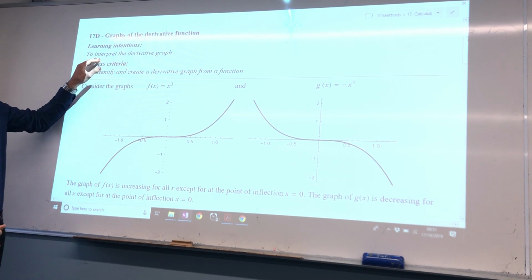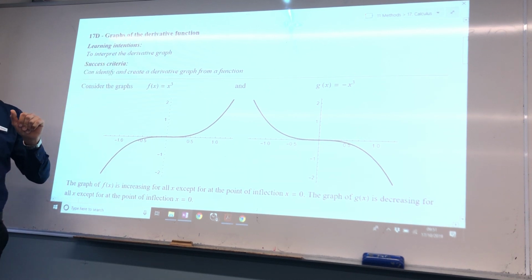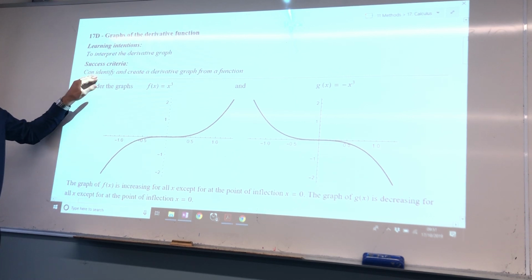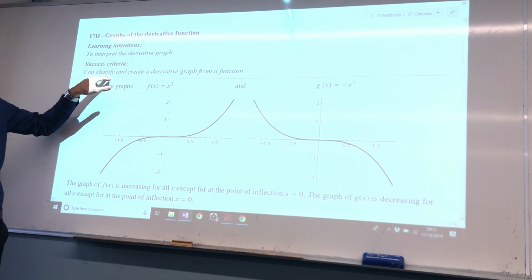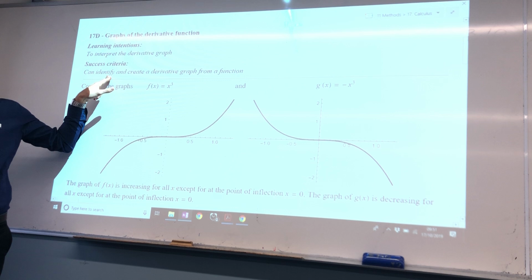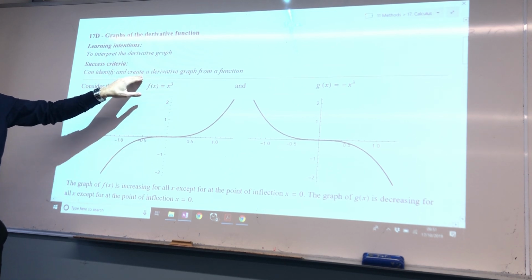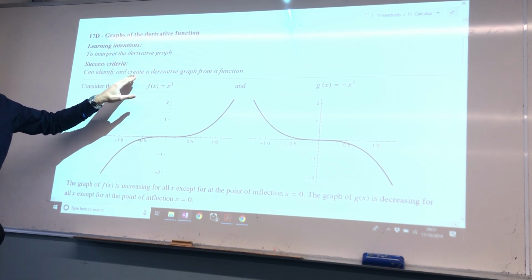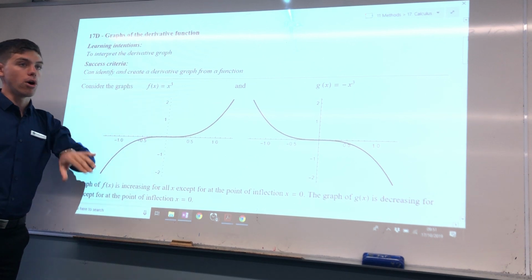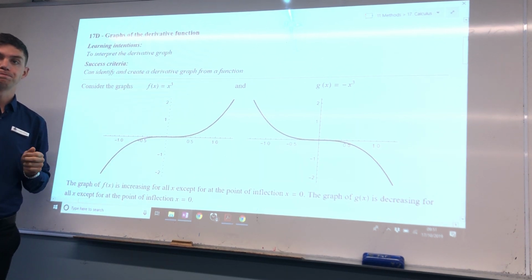So the learning intention is simply to interpret the graph of the derivative function. Just to interpret. The success criteria is I can identify a derivative graph, but I can also create a graph of a derivative function from a function itself.